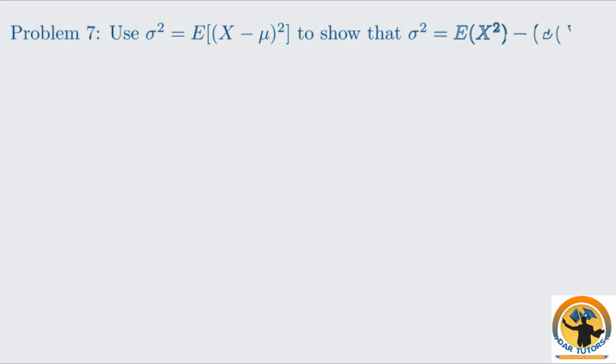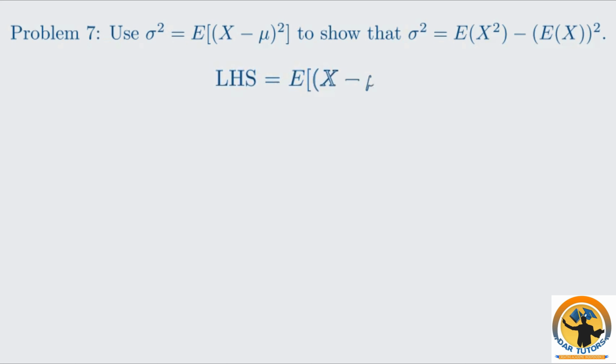Our next problem asks us to prove a very important relationship between variance and expected value. This is a foundational result you should know for your exams. We'll start with the definition of variance on the left-hand side and manipulate it algebraically to reach the expression on the right. Let's begin with the definition.